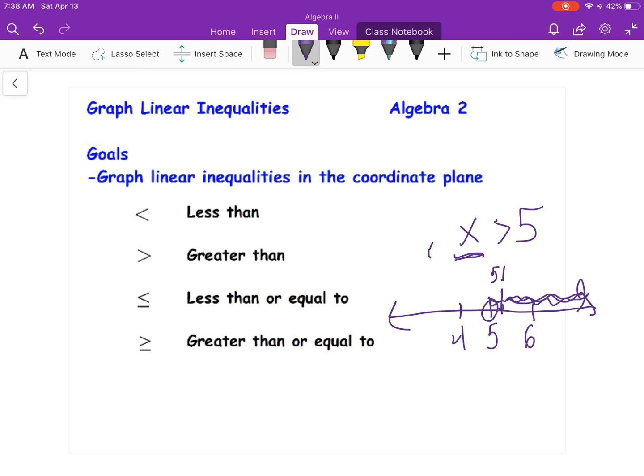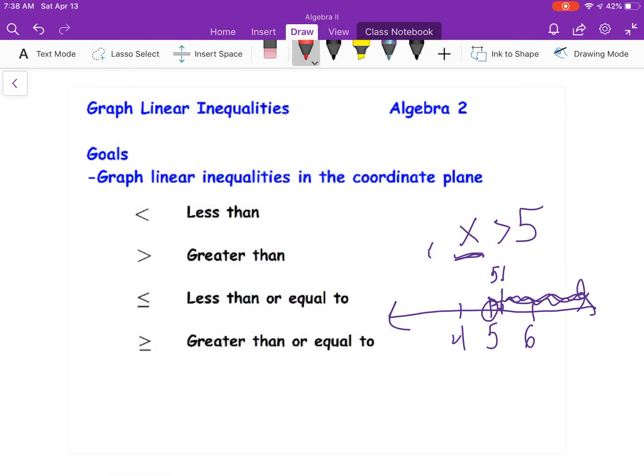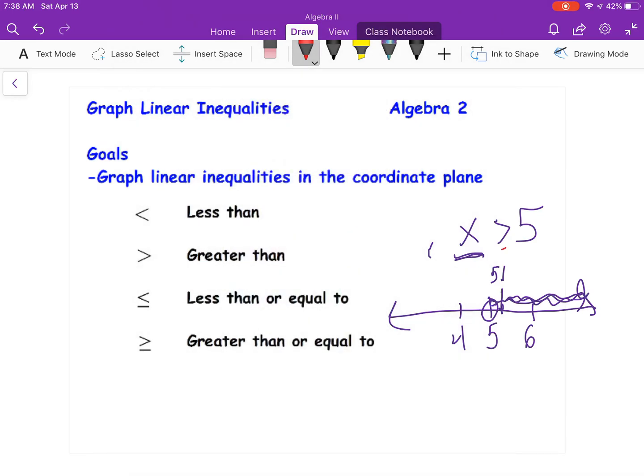Now, what would change if I were to change that to greater than or equal to? If I put that line underneath the inequality, all it's going to mean is I'm going to include 5. So 5 being equal to 5 is okay, so you fill that in with a dot.